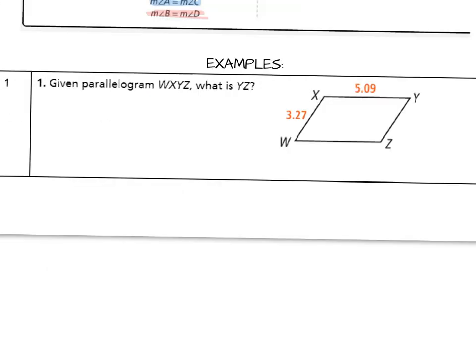Let's use the information up above to answer the following examples. Given parallelogram WXYZ, what is the length of YZ? If we know we have a parallelogram, by definition, opposite side lengths are equal to each other. If WX is 3.27, then YZ is also 3.27. And the only work we need to show for that is putting a dash on each side length to apply the definition of parallelogram.